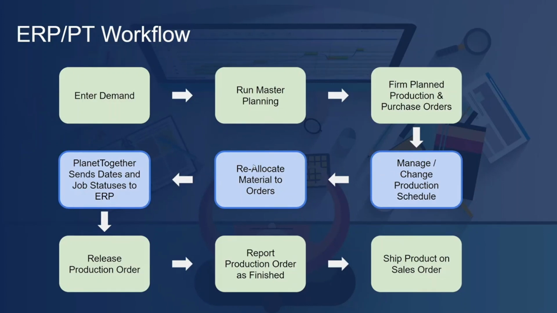The blue being some of the Plan It Together actions. So typically, this is how something would happen. There'd be a demand signal inside the ERP. You can run planning in your ERP system and get some firmed production orders. Firmed or planned production orders are fine. We would bring those in to Plan It Together. Plan It Together would do its scheduling. It would allocate material to those orders all at the same time.